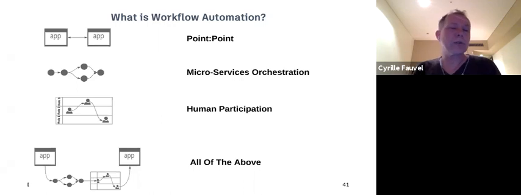The workflow automation would address that. There would be pre-made bricks for different operations that you can assemble in a very simple way. It could be a point-to-point application workflow, microservices orchestration, some human participation, and I'll explain what I mean by human participation, or all of the above. So you can really create complex workflows in a very simple manner, ideally without writing any code for the workflow automation part.